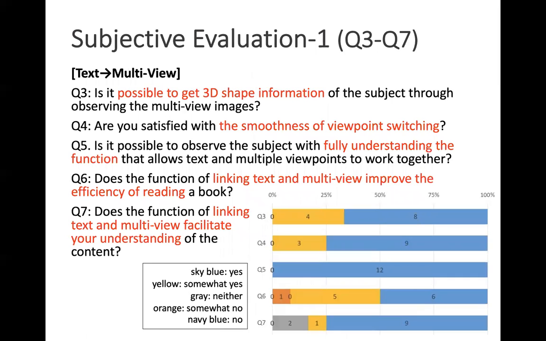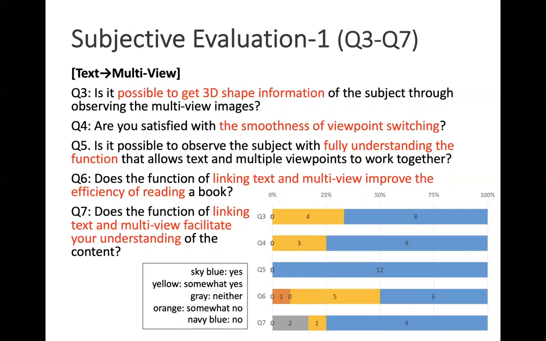As a subject evaluation, we asked the participants 5 questions, Q3 to Q7. As Q3, we ask, is it possible to get 3D shape information of the subject through observing the multi-view images? Q4, are you satisfied with the smoothness of the viewpoint switching? Q5, is it possible to observe the subject with fully understanding the function that text and multiple viewpoints work together?